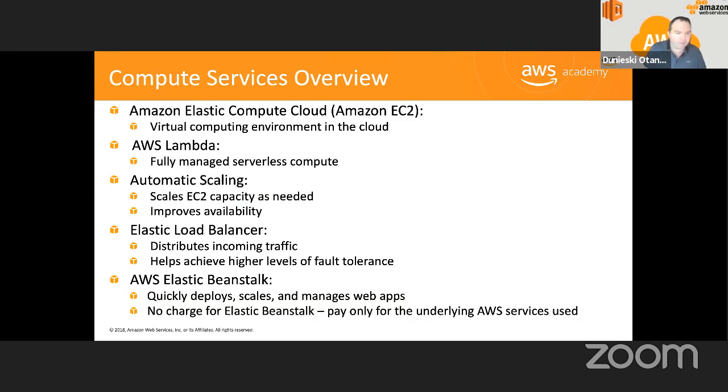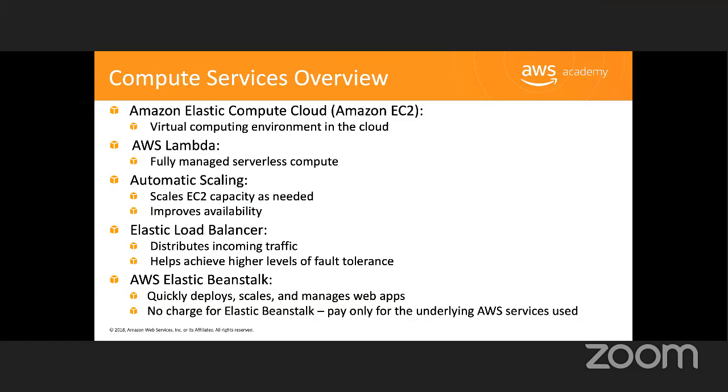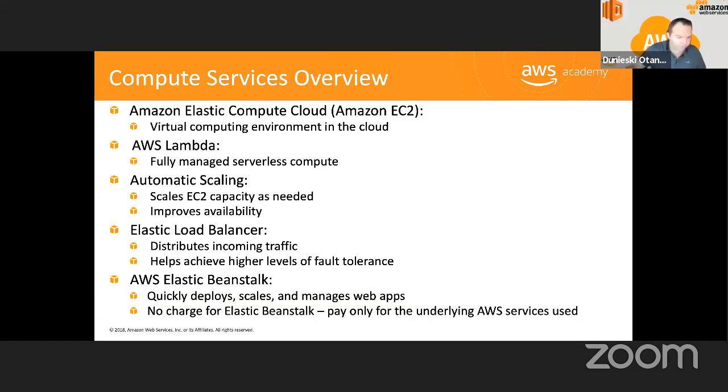Okay, so automatic scaling is also part of the compute section. You scale EC2 capacity as needed. We spoke about that already. And it improves availability, of course. If you have to scale out, increase the number of EC2s, then you are improving availability. It's going to be more available for you. Okay.